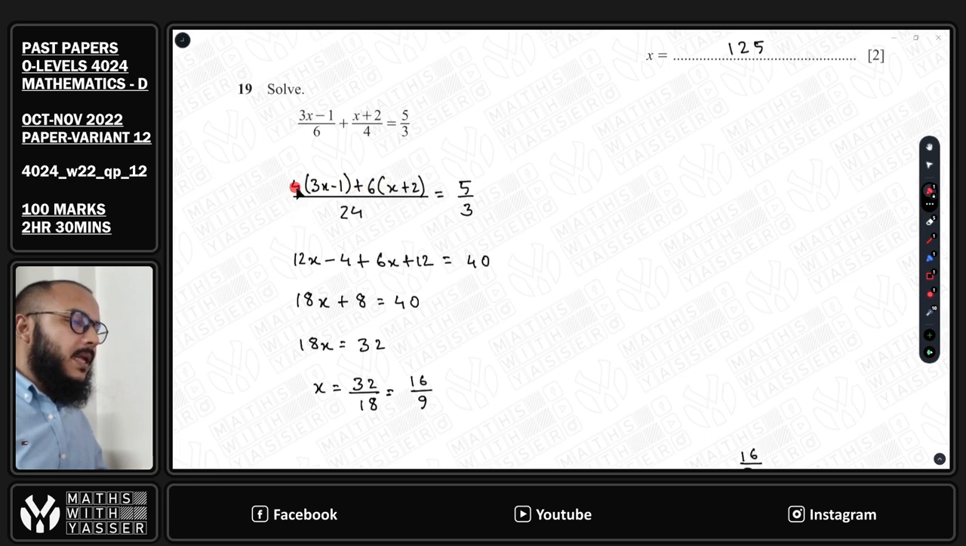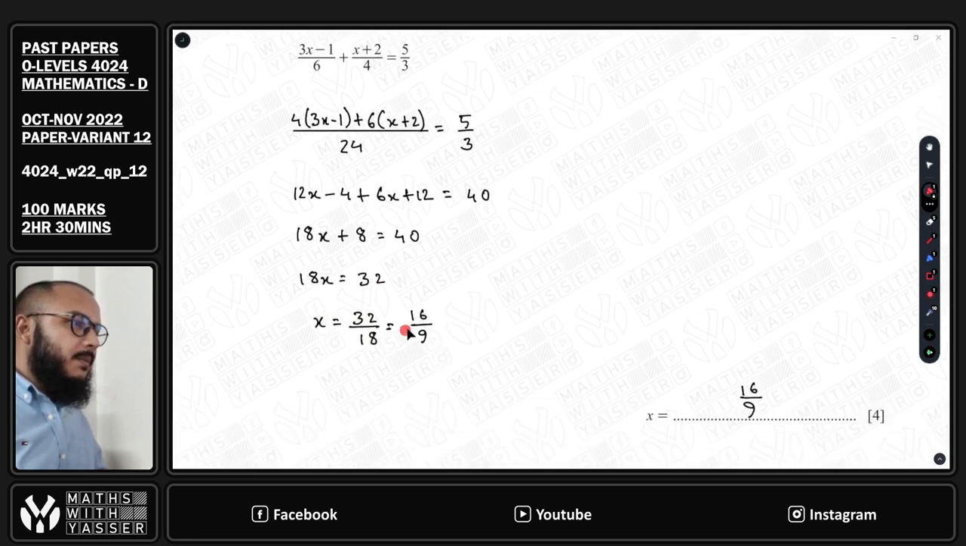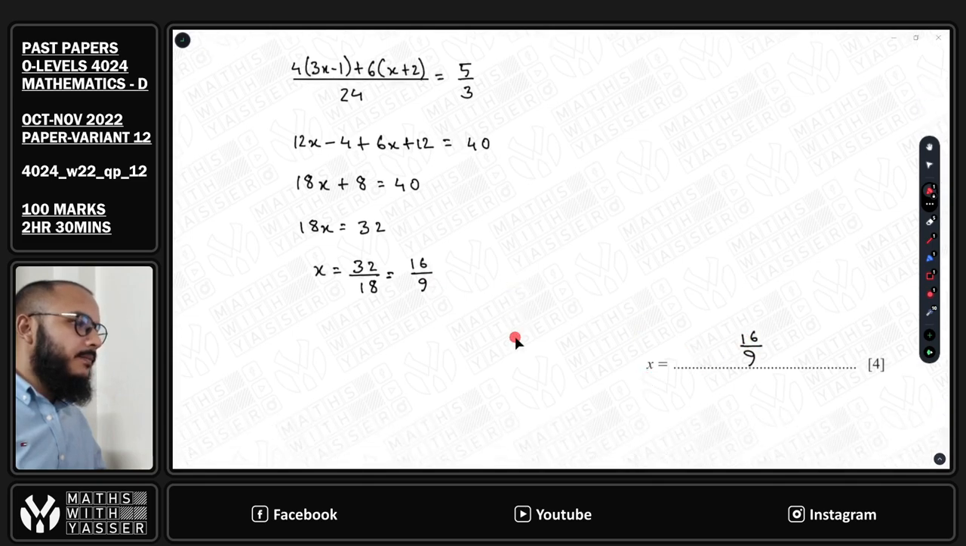So we can now simply expand the bracket. So it will be 12x minus 4 plus 6x plus 12. So that will be 12x plus 6x is 18x, and 12 minus 4 is 8, equals 40. So 18x will be 40 minus 8, which is 32. So x will be 32 over 18. So if I simplify, I'll be getting 2 16s are 32 and 2 9s are 18. So x is 16 over 9.